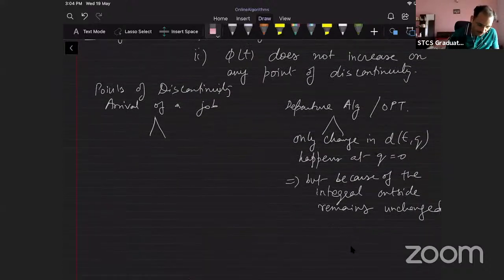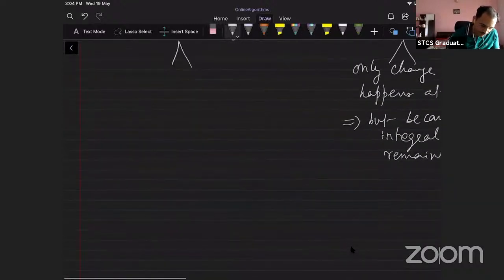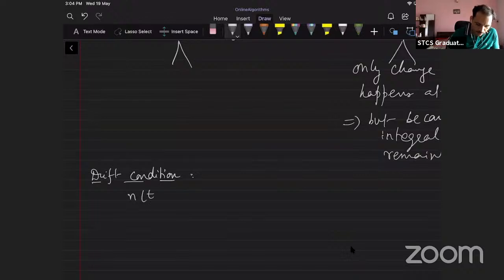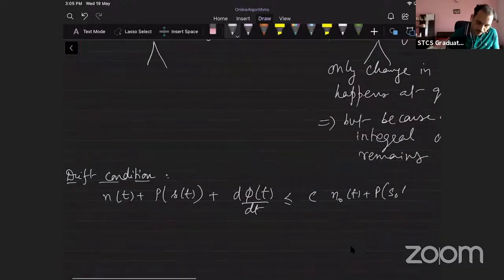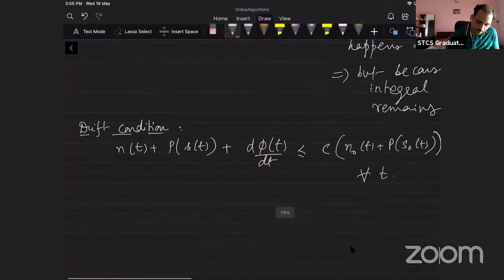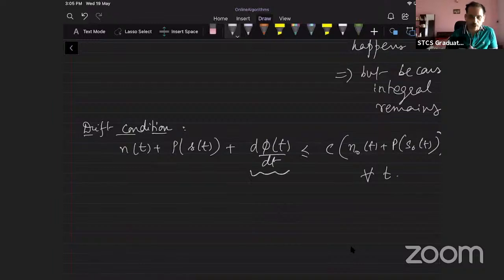Now what do we need? So finally the drift condition: that n of t plus p of s of t plus d phi of dt should be less than c times n0 of t plus p of s0 of t for all t. This is what we need to show. So essentially we need to control how small this quantity is. So what is d phi of dt?